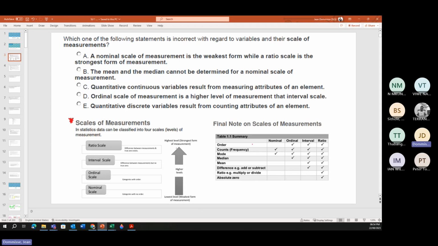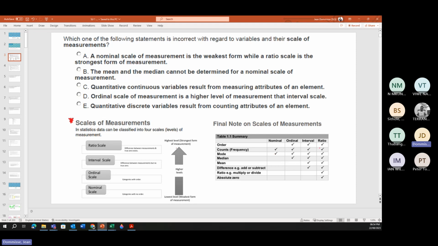What I've included is that sometimes they ask the weird questions like, can you work out the median or mean if you look at nominal data? So what's created here is a summary of what types of things you can do with the certain data measurements, so the scales of measurement.